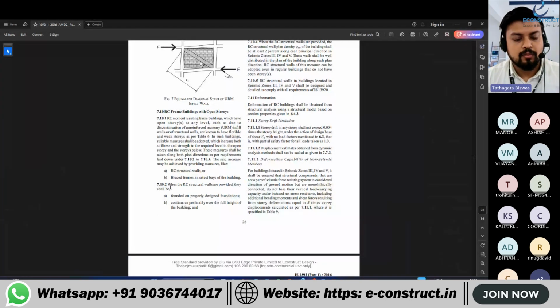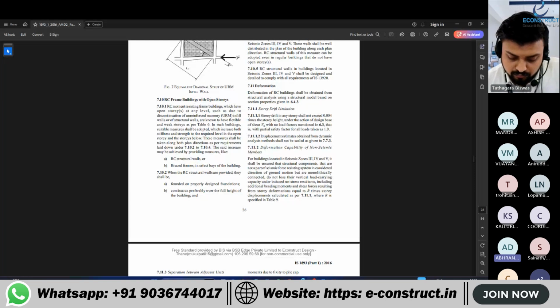7.10.2. When the RC structural walls are provided, they shall be A. Founded on a properly designed foundation, B. Continuous preferably over the full height of the building, and C. Connected preferably to the moment resistant frame of the building.